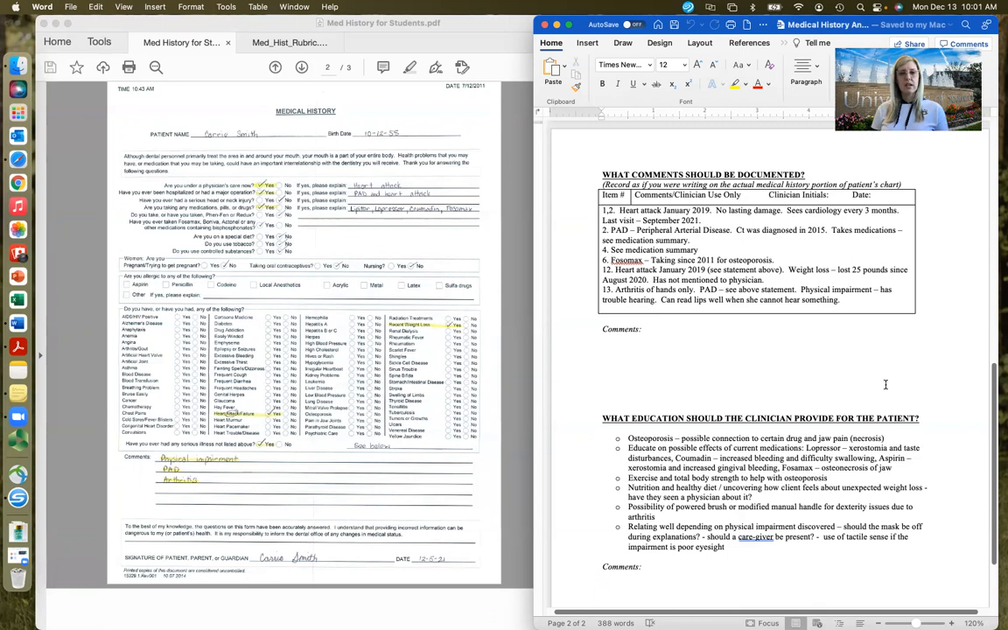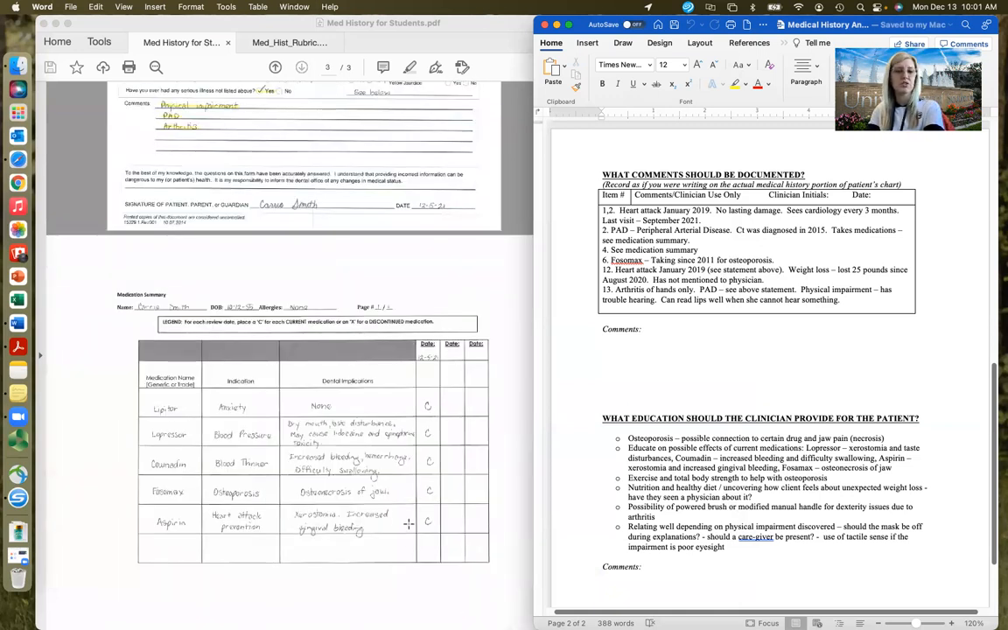They also said that they have PAD. So we listed out what PAD is, peripheral arterial disease. We say when they were diagnosed and that they take medication for it. And all we have to say is take med, see medication summary. Okay. That fourth question, are you taking any medications, pills, or drugs? They listed them there. All we need to say is see medication summary because we're going to have this, make sure this is filled out completely. Okay.